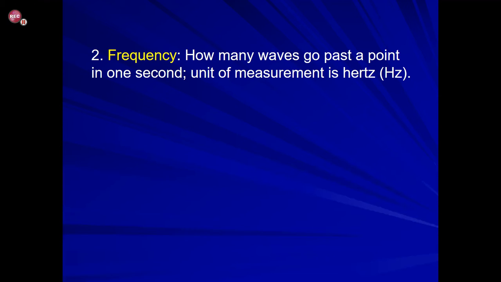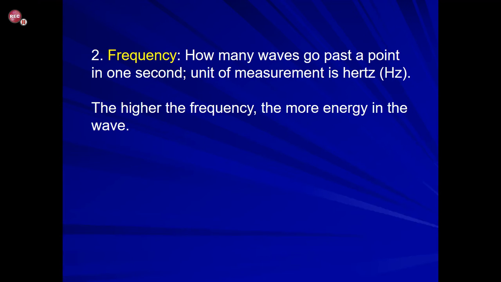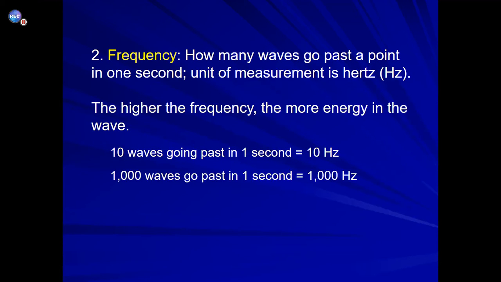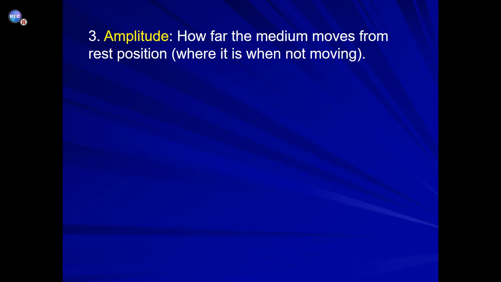Frequency. How many waves go past a point in 1 second? Measured in hertz. All right, so that's frequency. How many waves go past a point? The higher the frequency, the more energy in the wave. All right, so 10 waves going past in 1 second is 10 hertz. 1,000 waves going in 1 second is 1,000 hertz. It's 1,000,000 hertz.